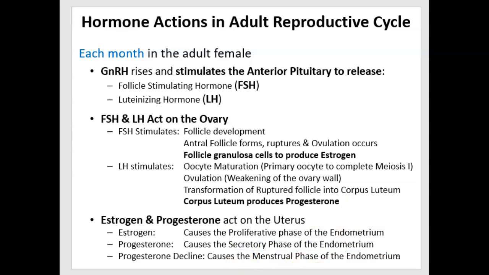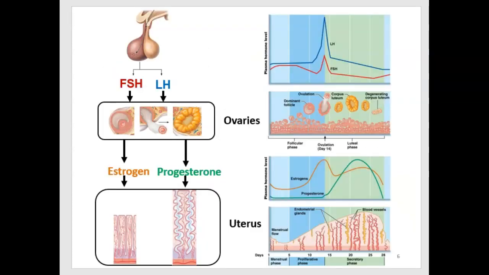At some point, progesterone will decline, especially when there is no fertilization and therefore no implantation of an embryo. And when it declines, that causes the menstrual phase of the endometrium, and so the stratum functionalis will be shed. Now that's quite a bit of information. So we're going to go through these various steps one by one together and talk about what happens. And we're going to use a lot of diagrams in doing so. So let's start with our first diagram.